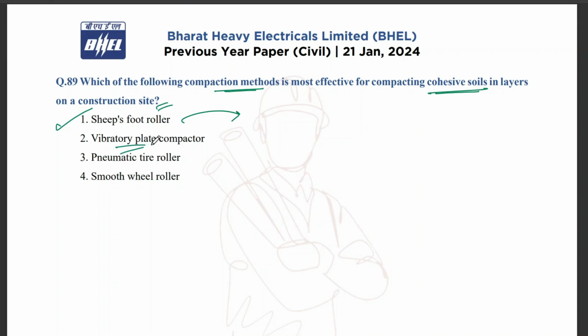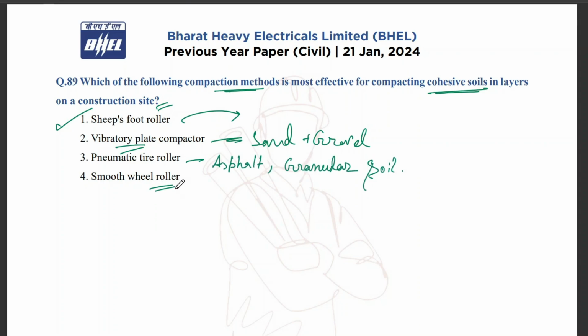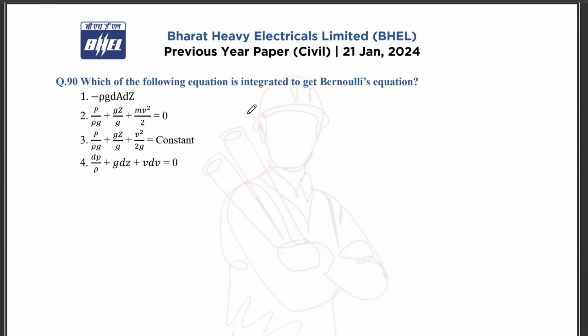The vibratory plate compactor is best for granular soil like sand and gravel. The pneumatic tire roller is best for asphalt and granular soil. And the smooth wheel roller is suitable for surface finishing and non-cohesive soil but insufficient for deep compaction of clayey soil.